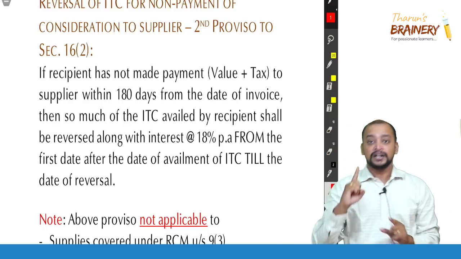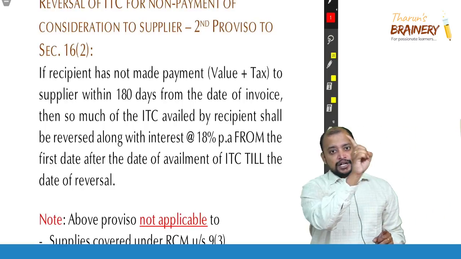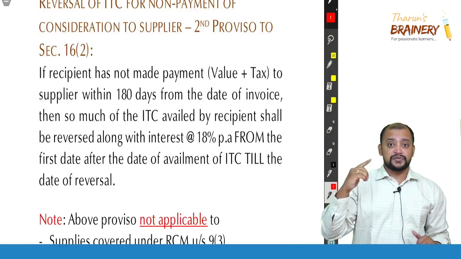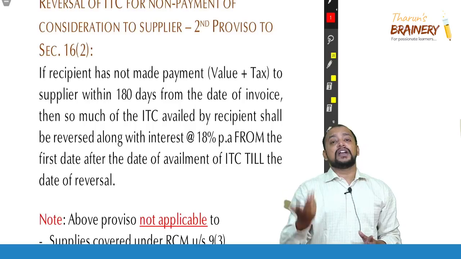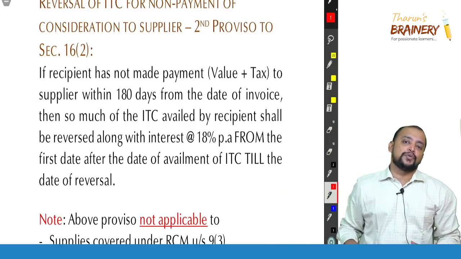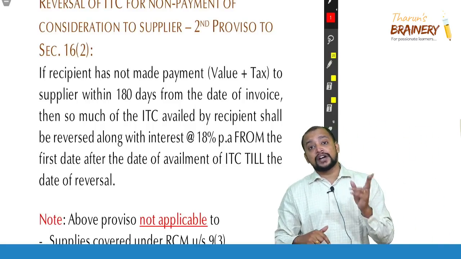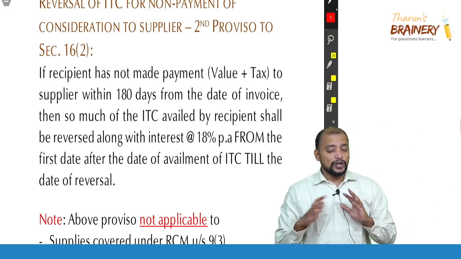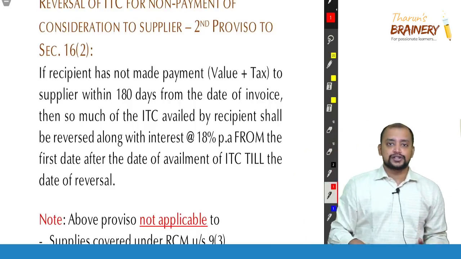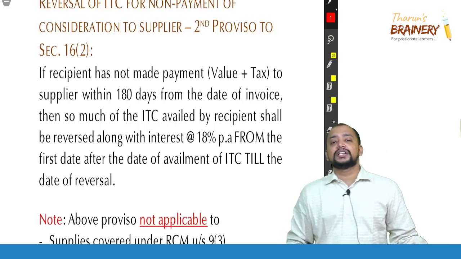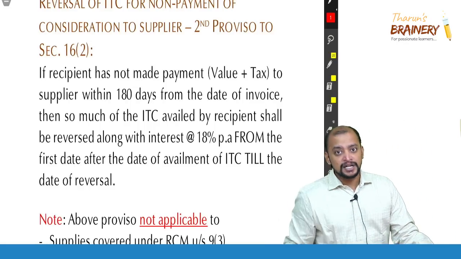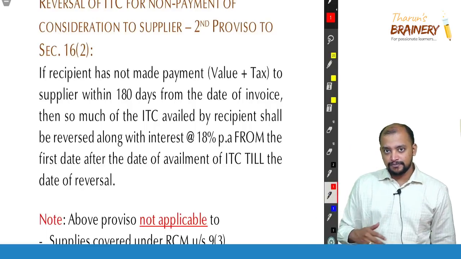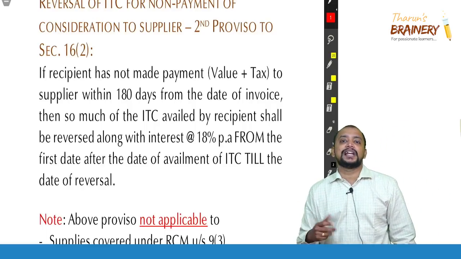Again I am repeating. The recipient should make payment to the supplier when? Within 180 days from the date of invoice. What will happen if the payment is not made within 180 days? The recipient would already have taken the credit, and that credit needs to be reversed. And only reversal? No, not only reversal, along with interest he also needs to pay. And what will be the rate of interest? 18% per annum. In GST, wherever interest is payable, it is 18% per annum.